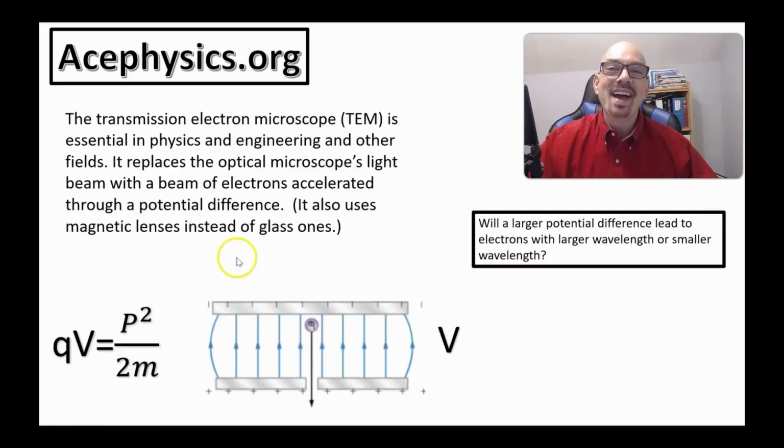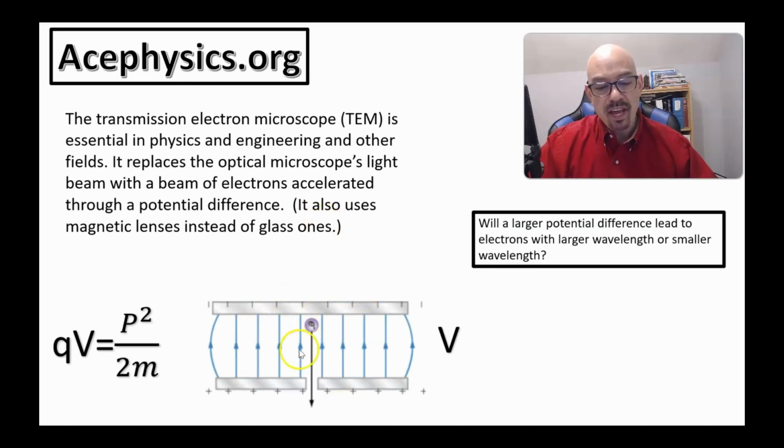Now I will move on to a problem involving an application of matter waves. The transmission electron microscope is essential in physics and engineering and other fields. It replaces the optical microscope's light beam with a beam of electrons accelerated through a potential difference. It also uses a magnetic lens, not a glass one, but we don't need to discuss that right now.